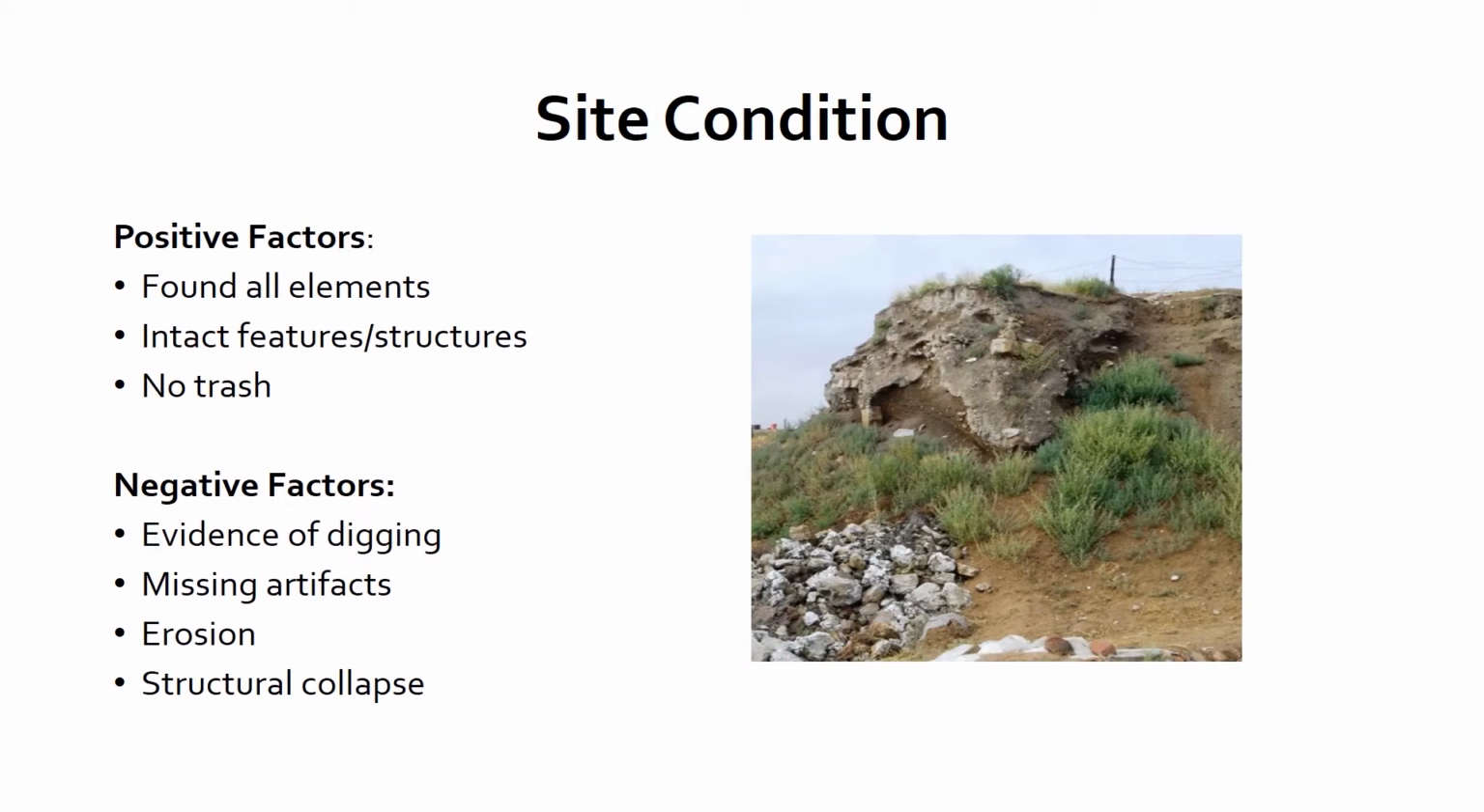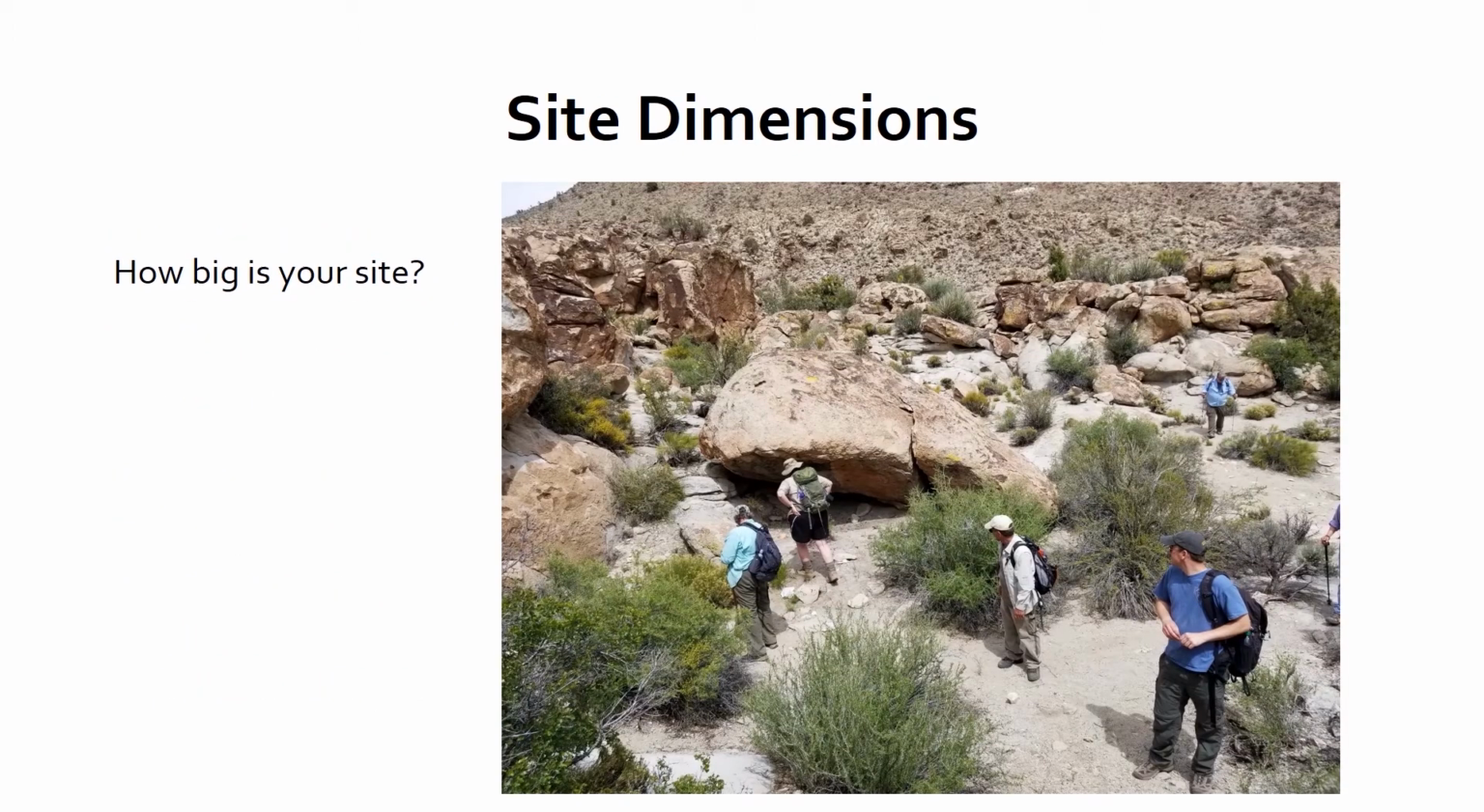Okay, and then one of the other things we're going to look for is the condition of the site. Are there positive factors, like you found all the elements, all of the features and structures were intact, there was no trash? Are there negative factors, like there's evidence of digging in the area, you couldn't relocate artifacts, there's erosion threatening the site, or there's been structural collapse? And then how big is the site?